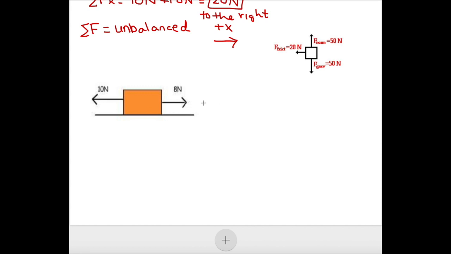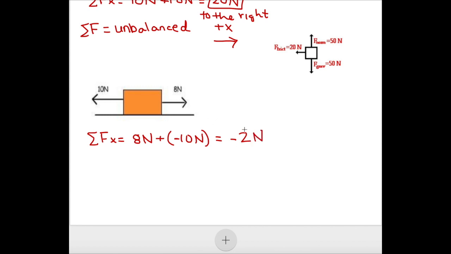Here we have another example, 2 forces acting on this object, one in the positive x direction, one in the negative x. So we'll go ahead and sum our forces as 8 newtons, which is my positive or rightward facing force, plus negative 10 newtons, because that force is acting in the negative x direction. Positive 8 plus negative 10, we know, gives us negative 2.